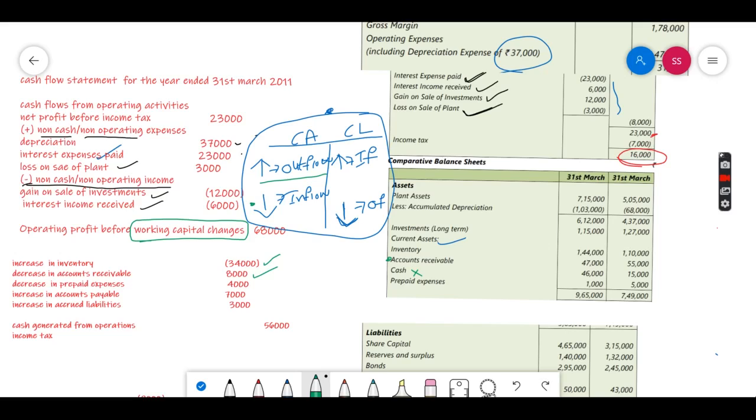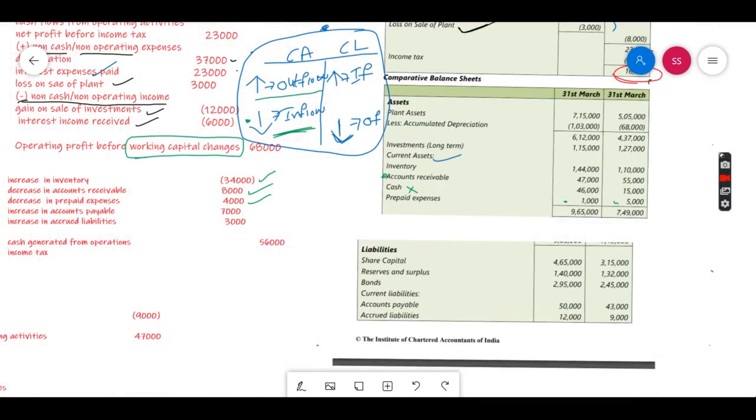Prepaid expenses is a current asset. It was 5,000 previously, now it is 1,000 rupees only. That means it has decreased. A decrease in current assets results in an inflow. How much? 4,000, right? So let's come to the liabilities then. Again we need to look only at the current liabilities.